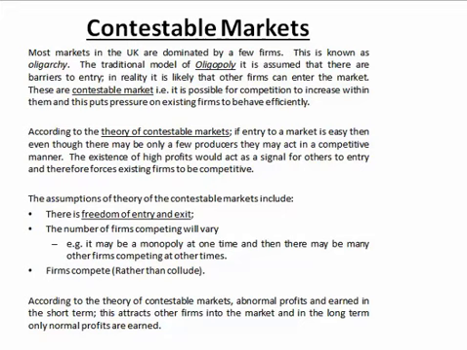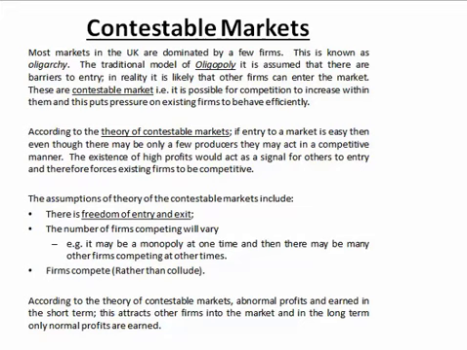According to the theory of contestable markets, if entry to a market is easy, then even though there may be only a few producers, they may act in a competitive manner. The existence of high profits would act as a signal for the others to enter and therefore forces existing firms to be competitive. The assumptions of the theory of contestable markets include: there is freedom of entry and exit, so firms can enter and exit the industry at will. The number of firms competing will vary. There will be a monopoly at one time, and then there may be other firms competing at other times, and firms compete rather than collude.